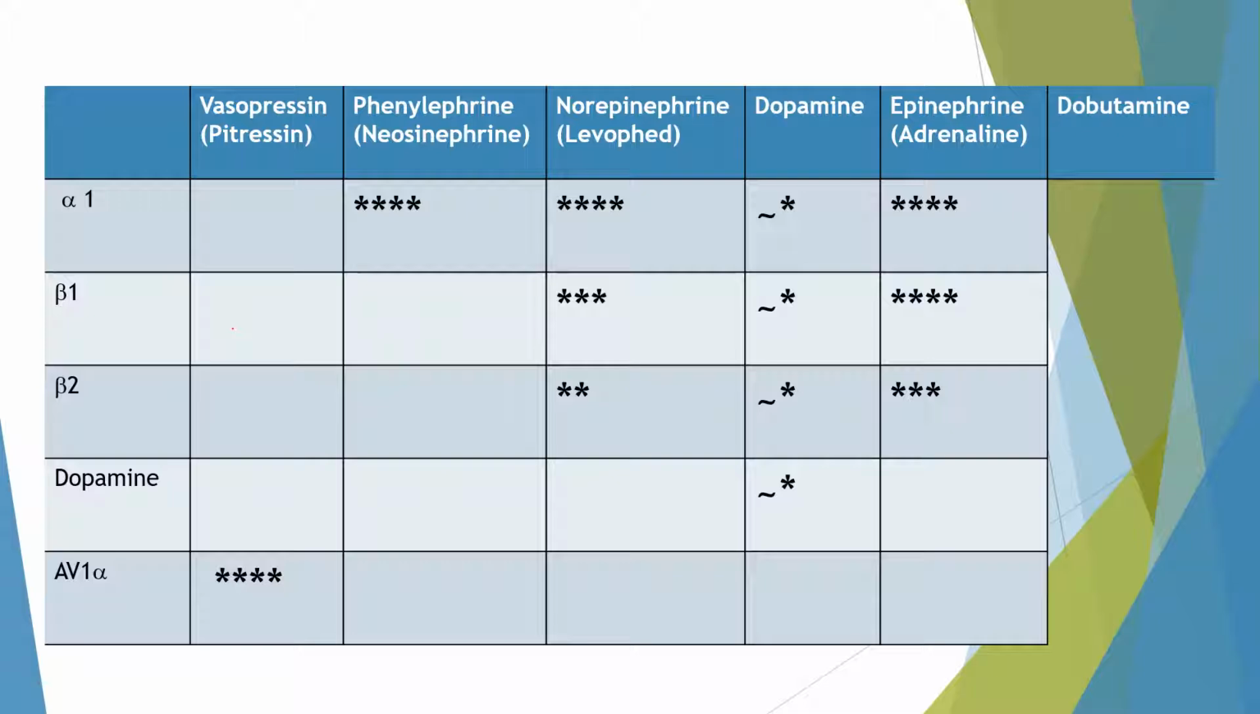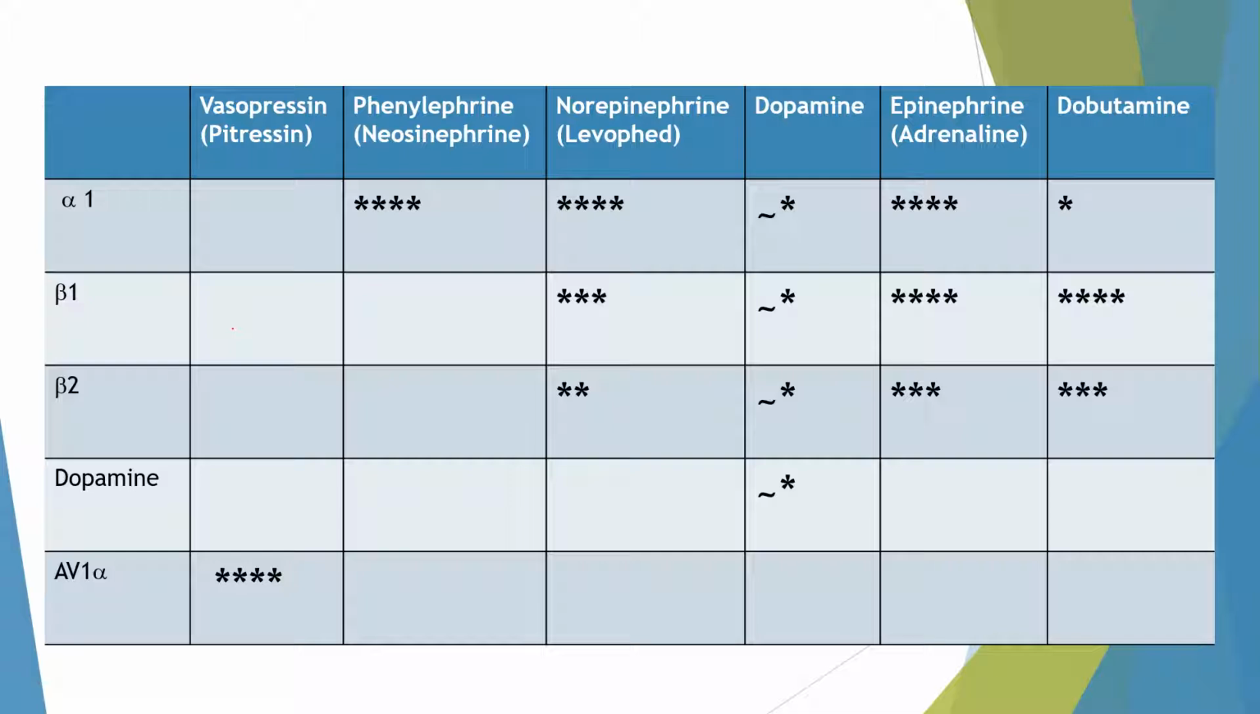Epinephrine, similar to norepinephrine, also affects alpha 1, beta 1, and beta 2. Between epinephrine and norepinephrine, epinephrine has more of an effect on beta 1 and beta 2 than norepinephrine. And lastly, dobutamine affects alpha 1, beta 1, and beta 2. However, it has a more prominent effect on the beta receptors than the alpha receptors, and more on beta 1 than beta 2.